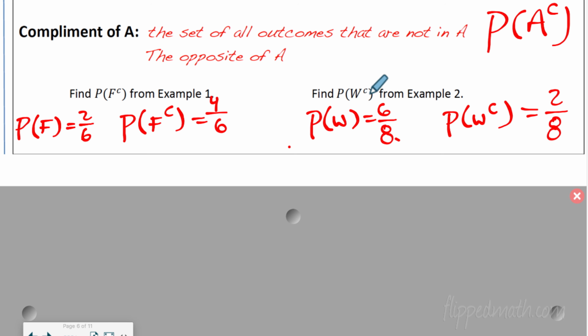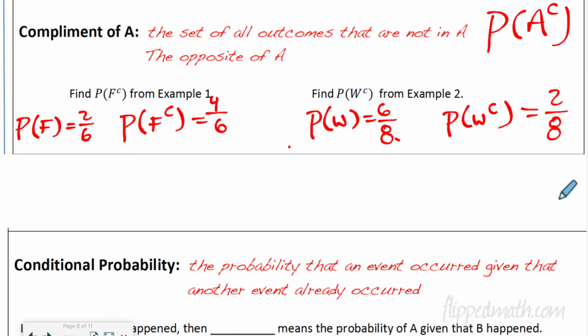So the complement is all of those that are not part of the sample space. Okay, now we're going to do some examples. I'm going to hold off. Let's get through about 4 different things first, and then we'll do examples of all of them. So if that's a little cloudy, don't worry about it. We're going to get to it.